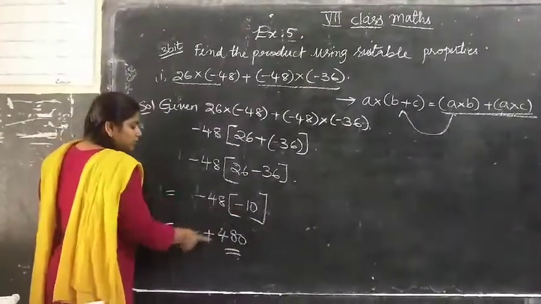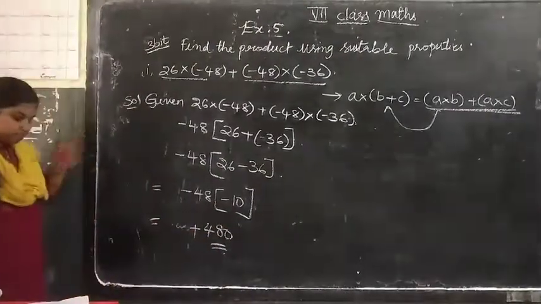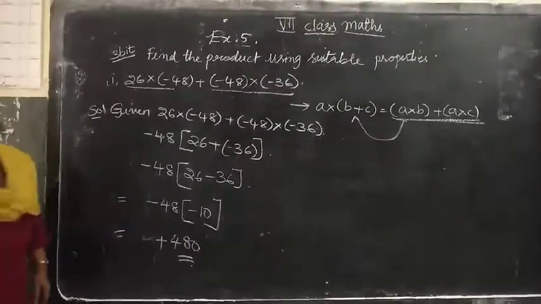So minus into minus is plus. 48 into 10 will be 480. So, next one.